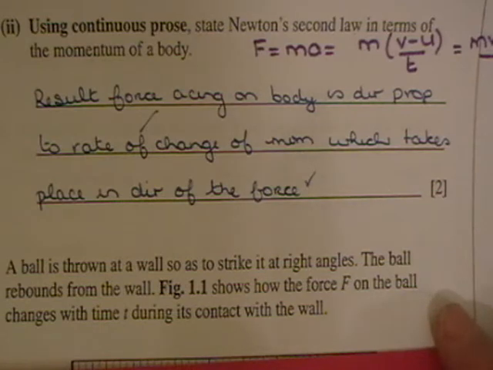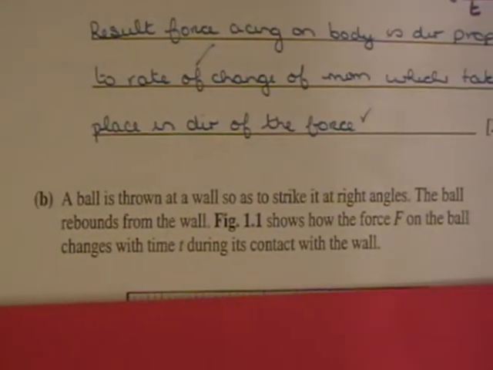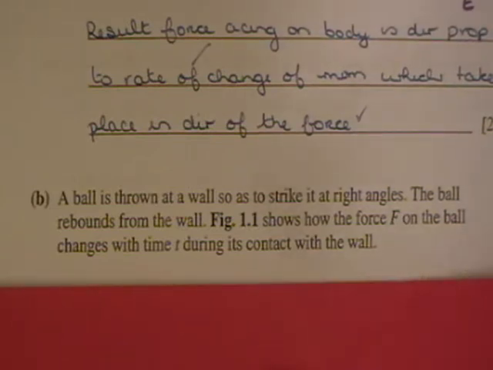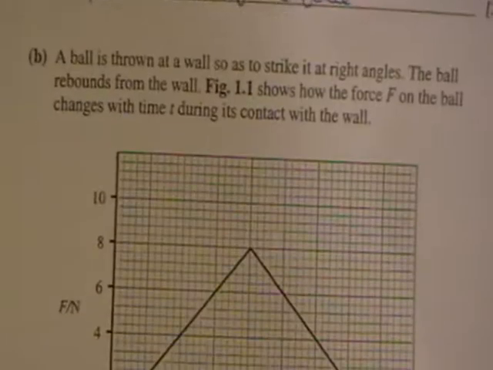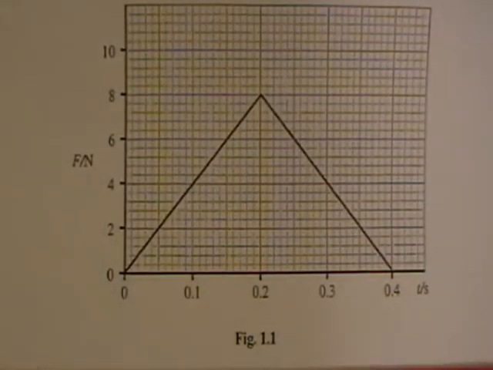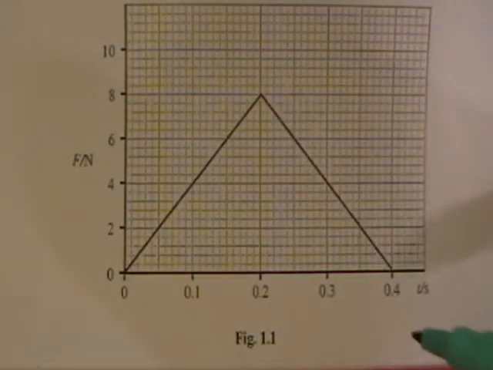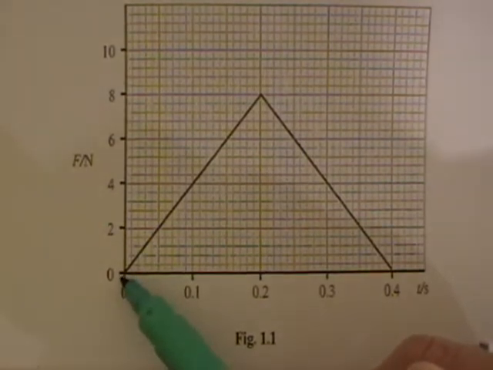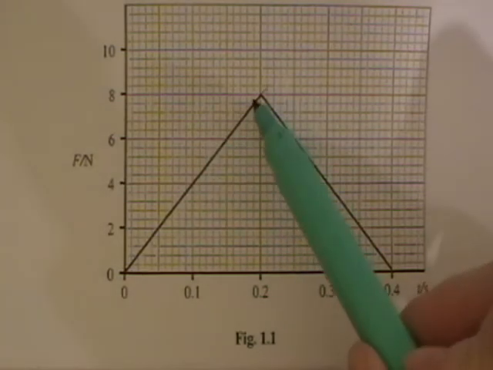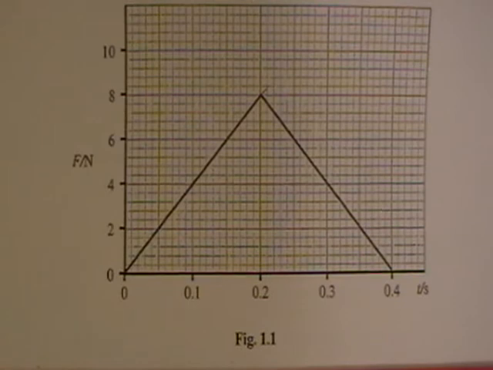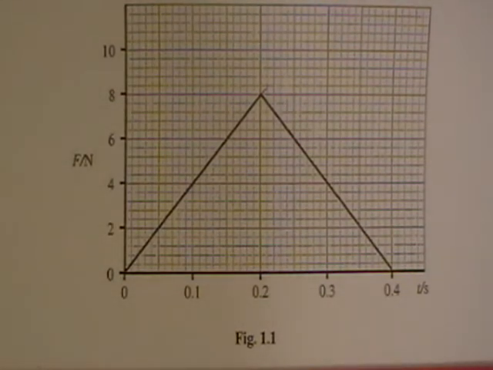A ball is thrown at a wall so as to strike it at right angles. The ball rebounds from the wall. Figure 1.1 shows how the force on the ball changes with time during its contact with the wall. So there's a graph. It's a force-time graph, and it is the shape of a triangle. And so you can see that the force on the ball changes. It goes up to a maximum value in contact with the wall, and then when it starts to move away from the wall, it reduces to a minimum value.